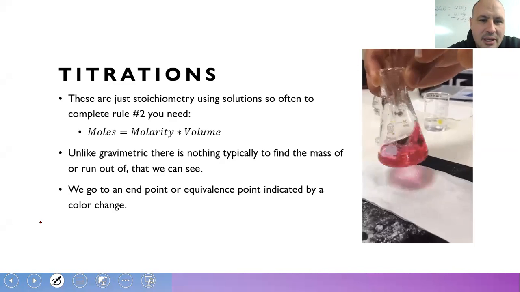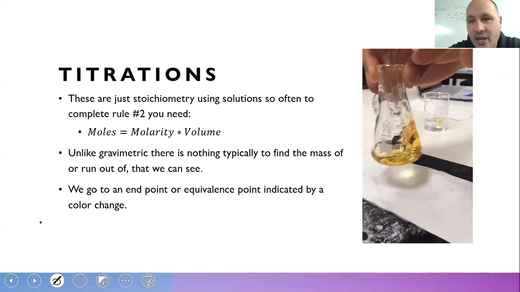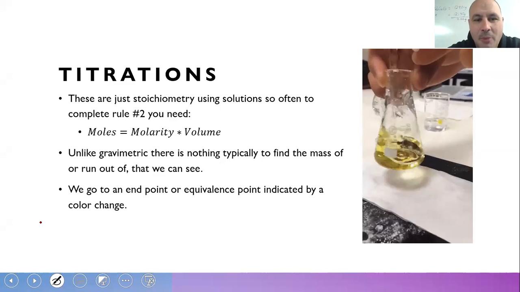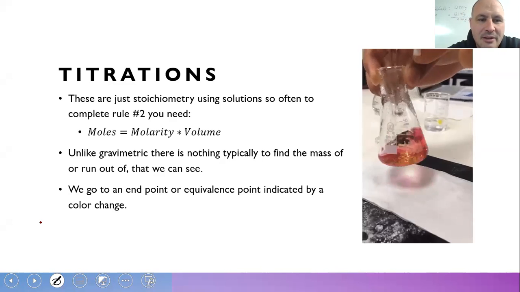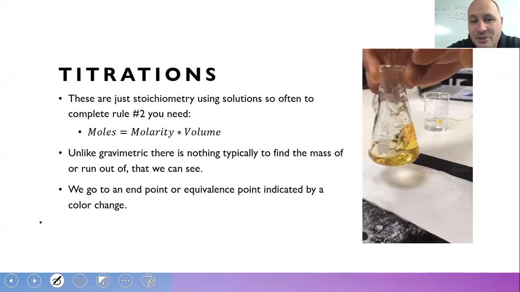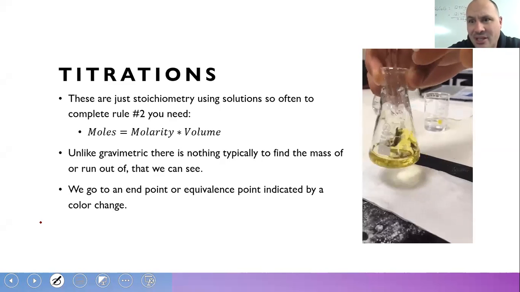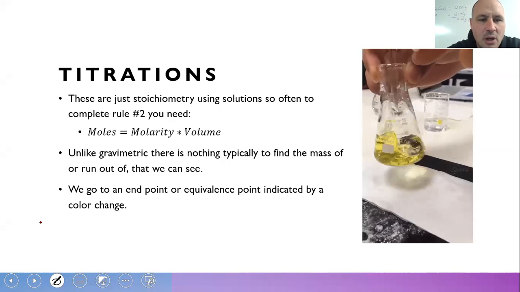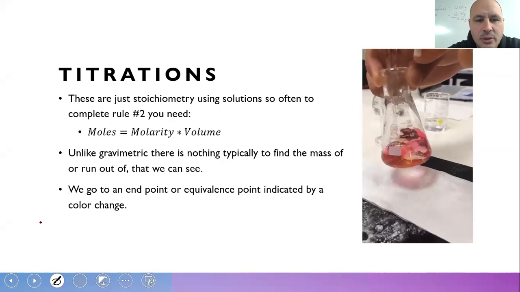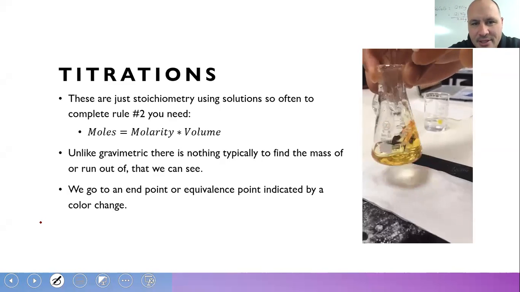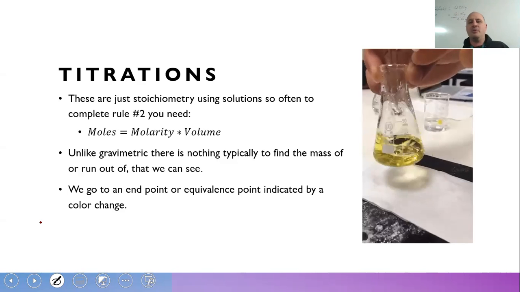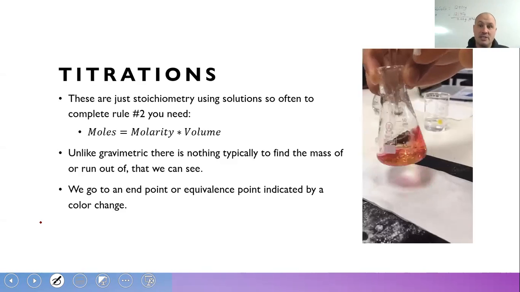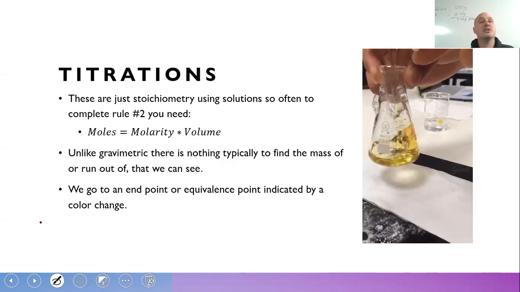Molarity is moles divided by volume. So to get moles, it's molarity times volume. Unlike gravimetric, there's no mass. We're not going to find the mass of anything because there's water everywhere. We can't really measure like, oh, it's all gone, because it was dissolved in solution. We can't magically see that.